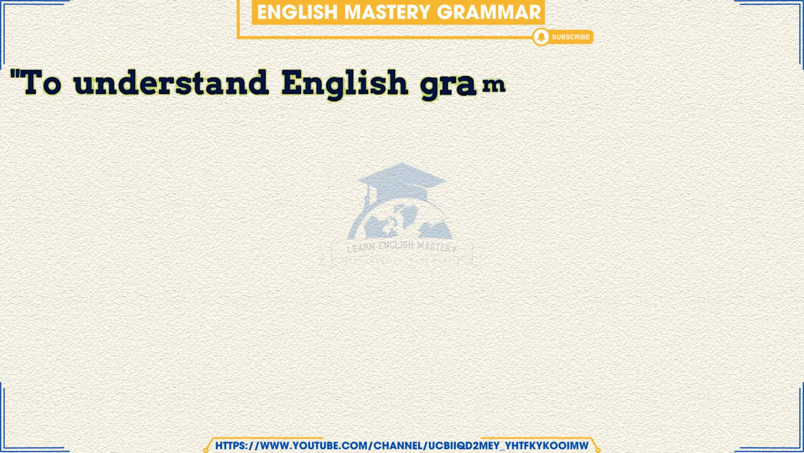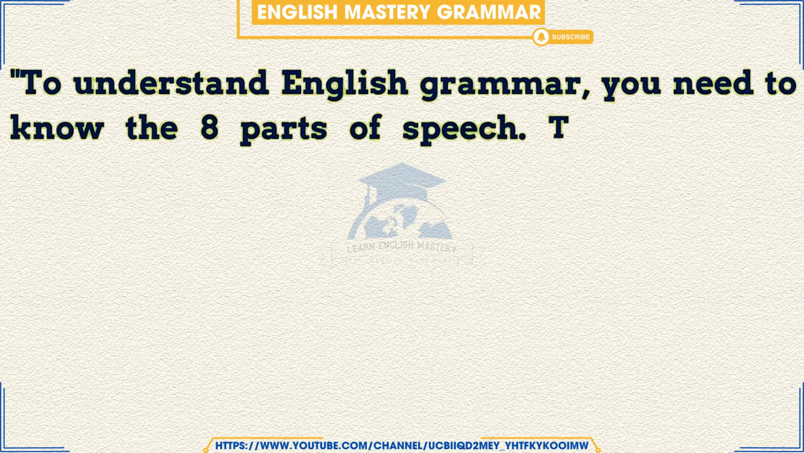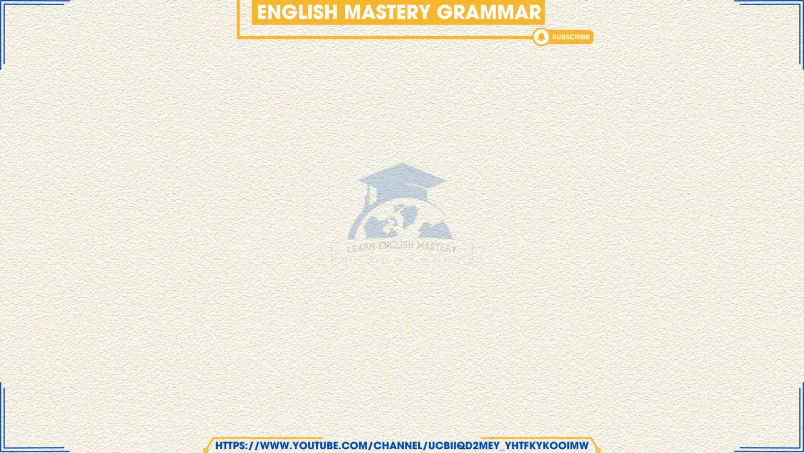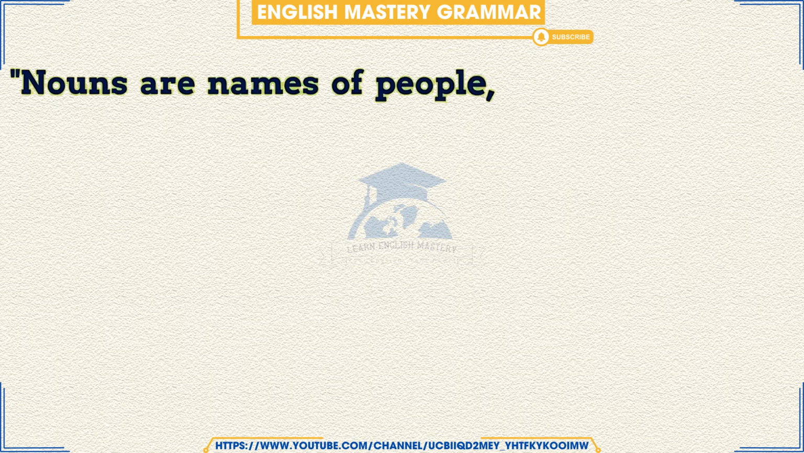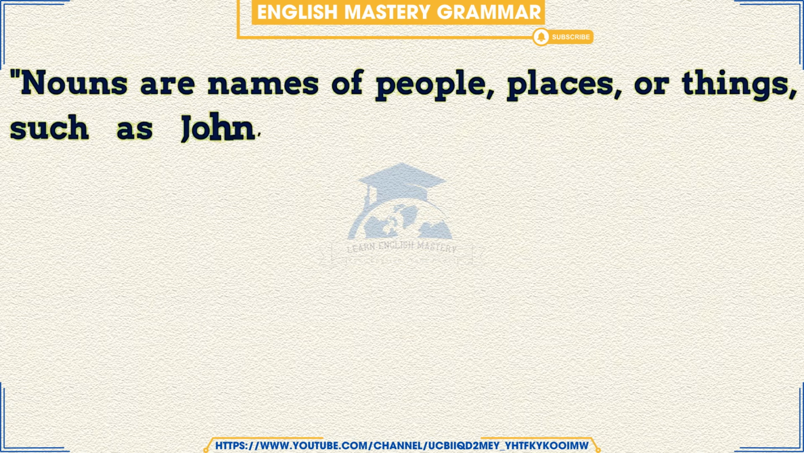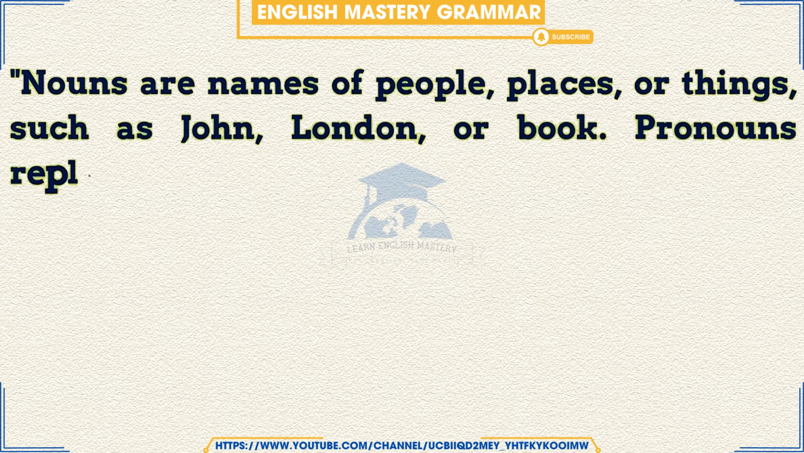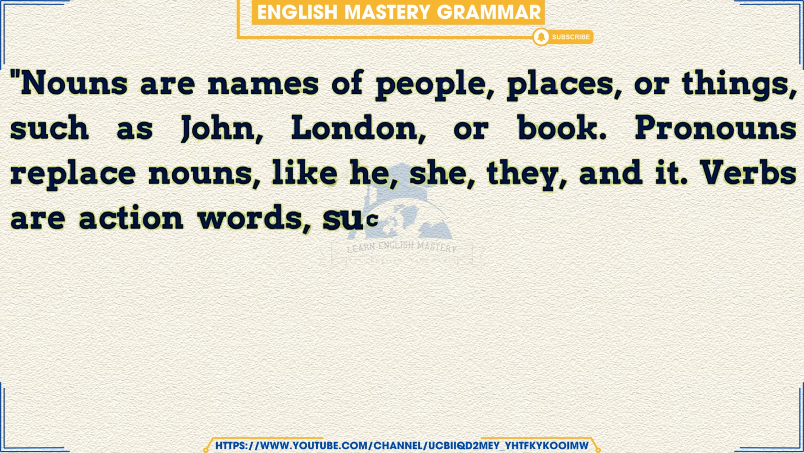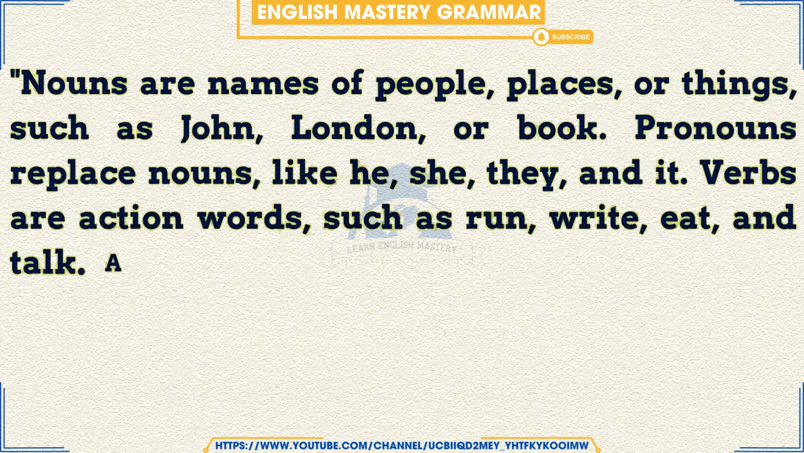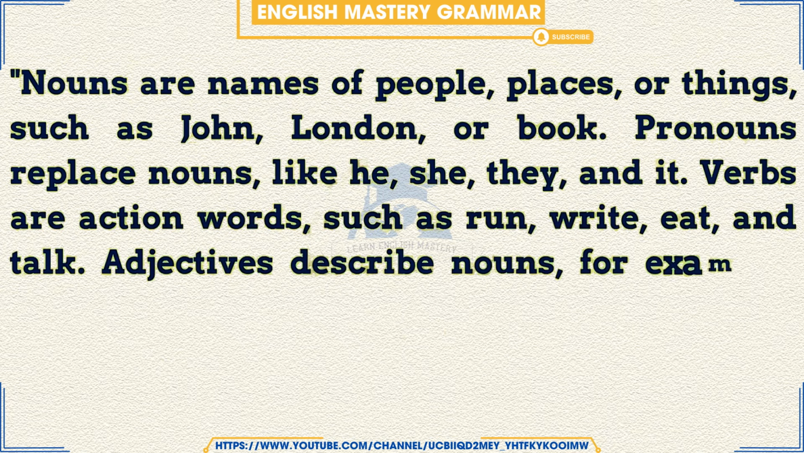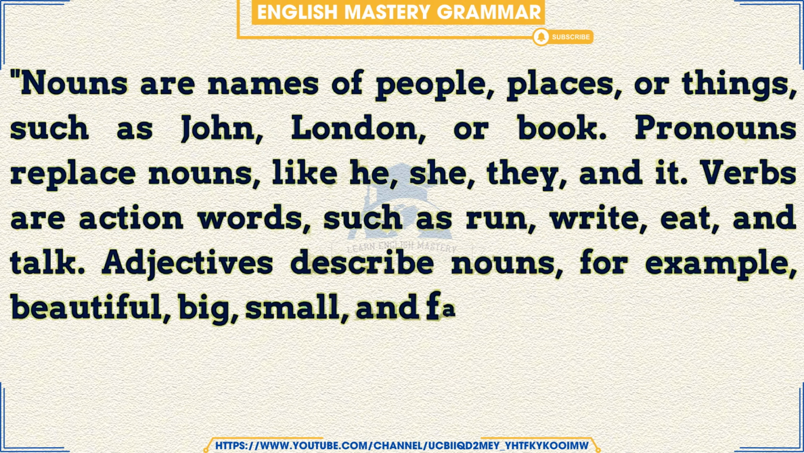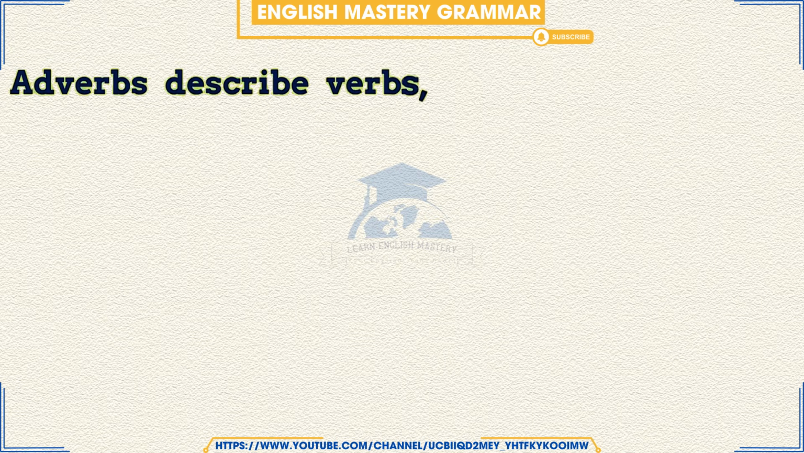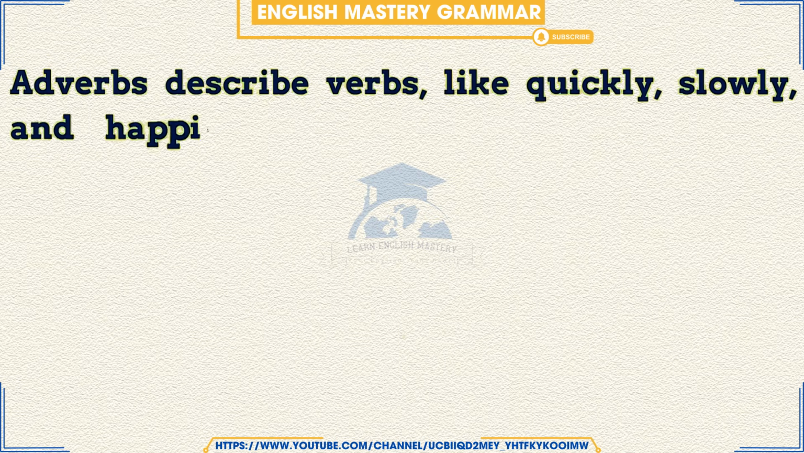To understand English grammar, you need to know the 8 parts of speech. These are the building blocks of English sentences. Nouns are names of people, places, or things, such as John, London, or book. Pronouns replace nouns, like he, she, they, and it. Verbs are action words, such as run, write, eat, and talk. Adjectives describe nouns, for example, beautiful, big, small, and fast. Adverbs describe verbs like quickly, slowly, and happily.